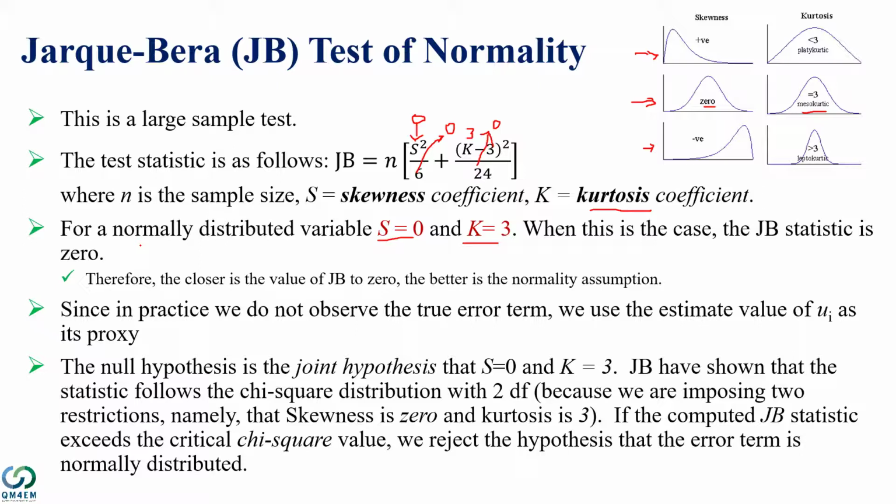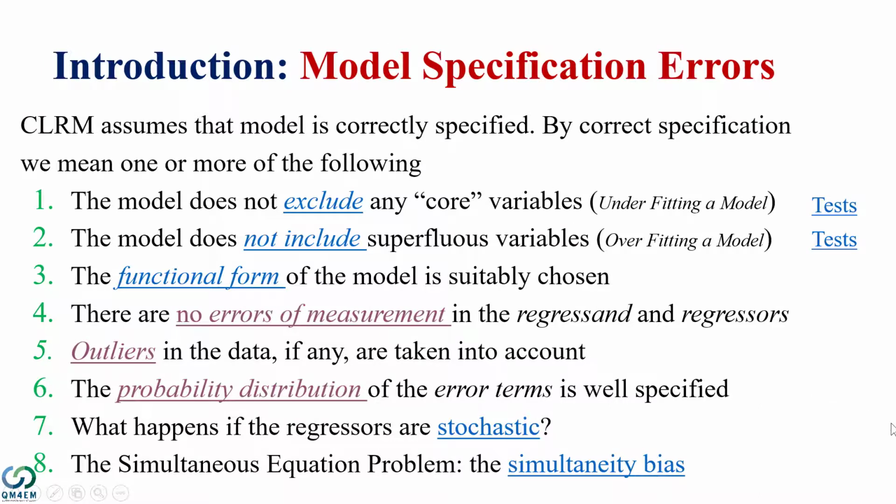Then let me move to the main slide again, and now we have covered 3 more issues of model specification errors. In total it makes it 6. Now we move to the 7th issue of model specification error, which asks what happens if the regressors are stochastic. Regressors refers to the explanatory variables, the x values.